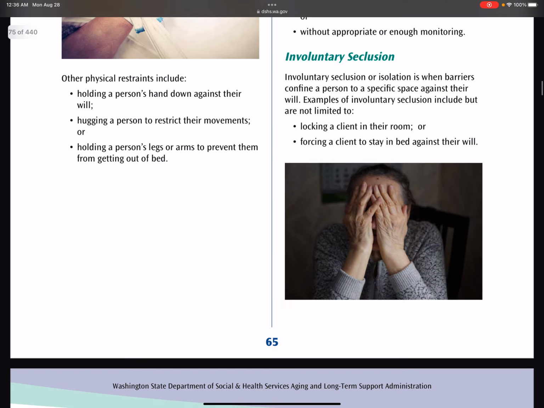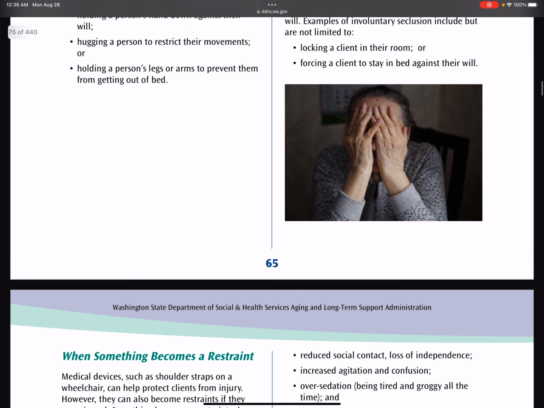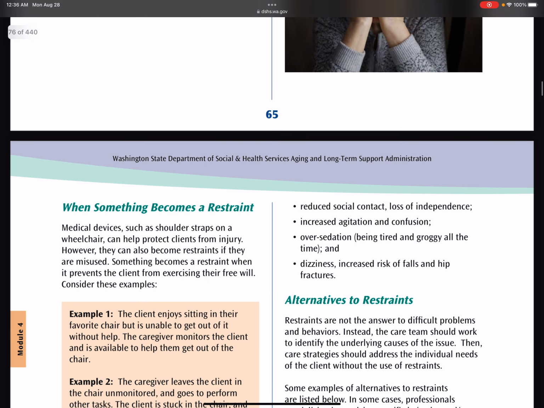Yeah, read this book. It's very important. It explains everything in detail.